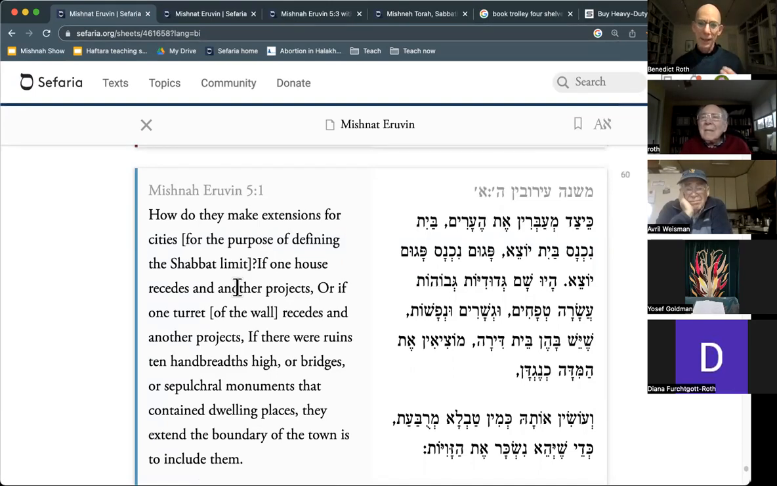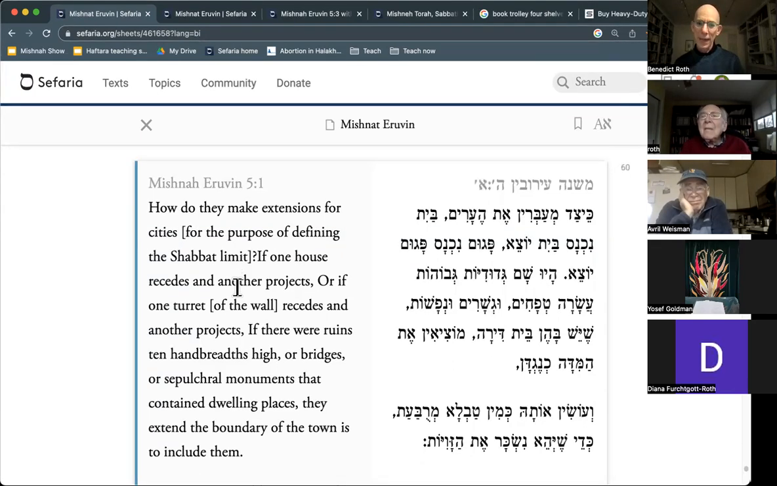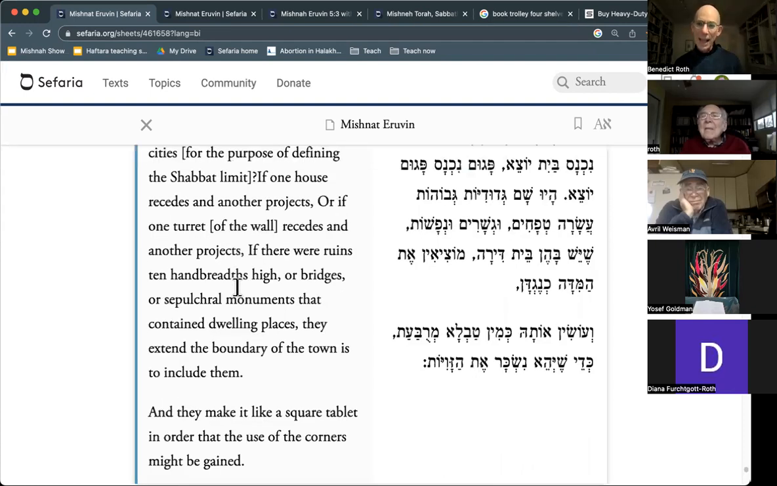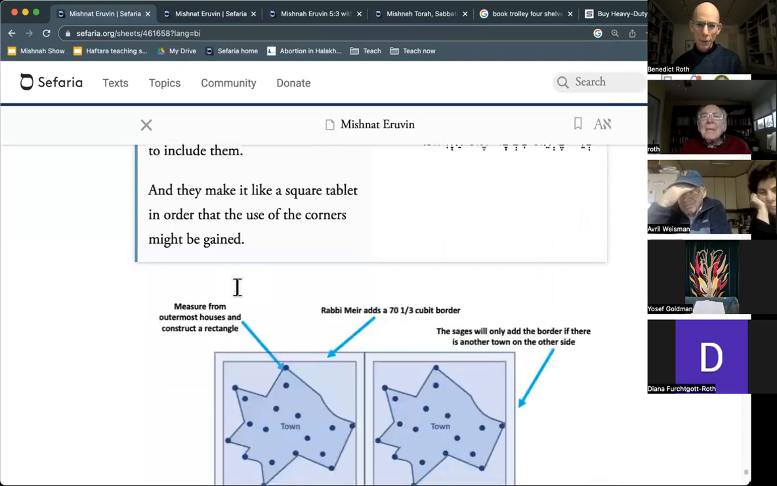Motzi'in et hamrida kenegdan. We extend the boundary of the town to include them. And ve'osin otan kamin tavla. We've got this word tavla again. Seems to be cognated with table or tablet. Kamin tavla murubat kadei sheyehu niskar et hazaviot. Just as we saw with a circular town and a square boundary around it, we make a square so we can use the corners.